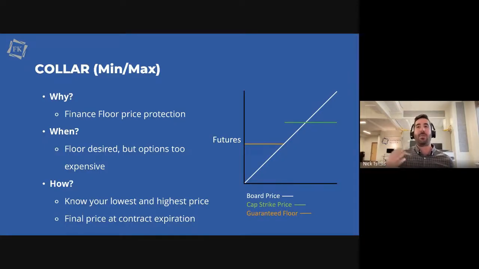But again, this is a great way to finance a floor on your grain where you're not really sure you want to price those bushels yet, but you want to set a floor and not have to pay for an expensive floor on it.